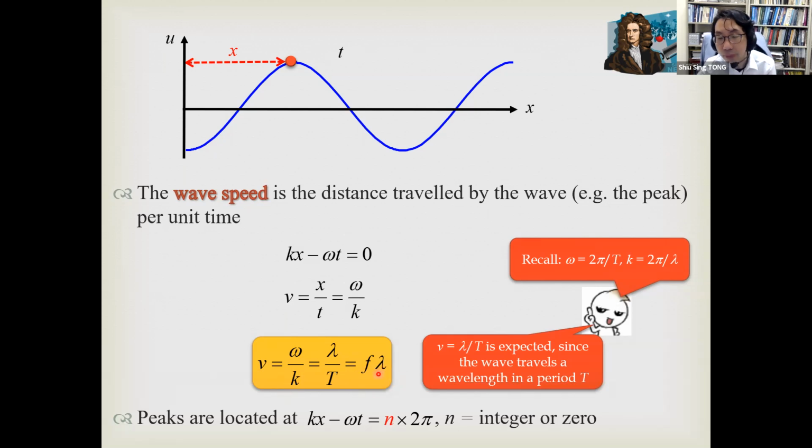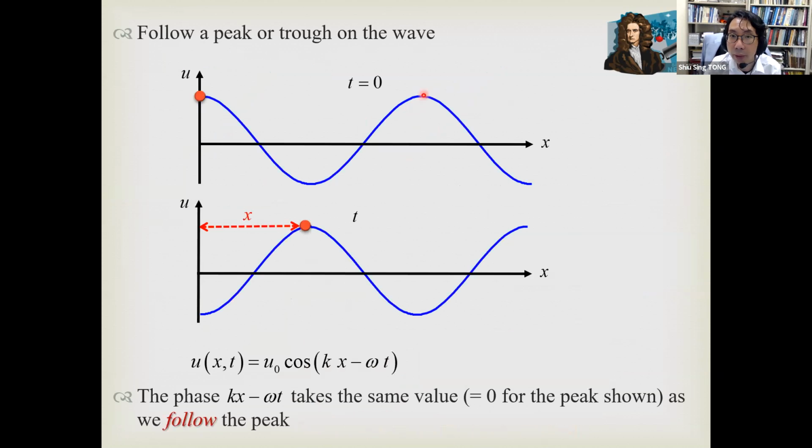Okay. Now there are other peaks along the waves. For example, if you put an integer n here and you set kx minus omega t equal to n times 2 pi, where n is an integer or 0, then you simply are following different peaks along the waves. For example, if n equal to 1, then you're probably referring to this peak. If n equal to 2, then it would be referring to the second peak, which is somewhere here. If n is equal to -1, then you go to the negative side. You follow the peak there.